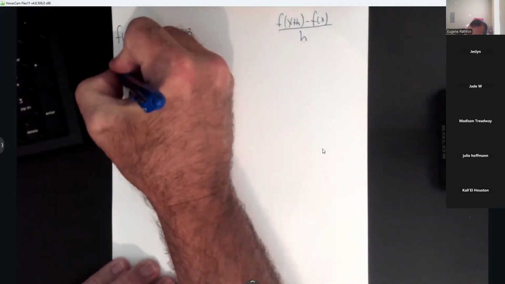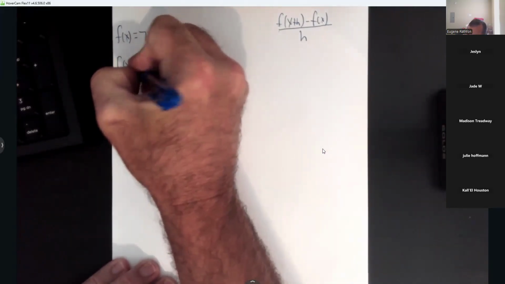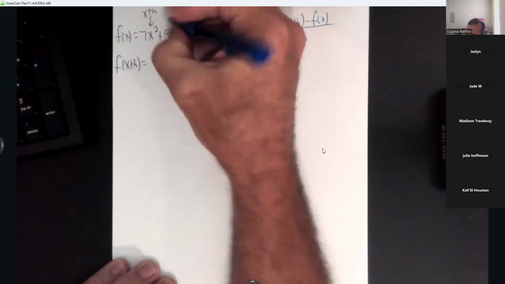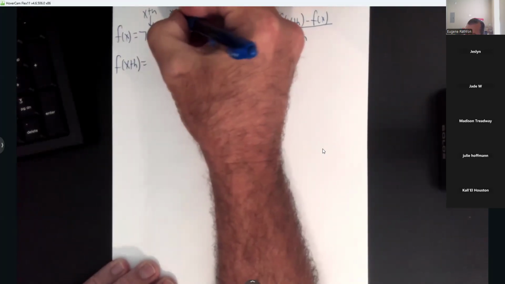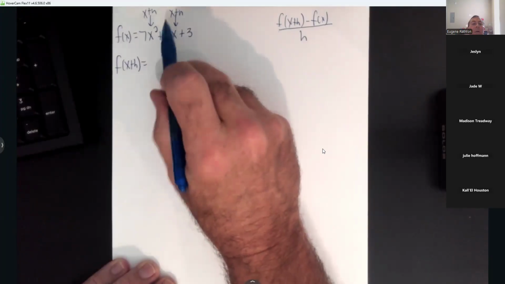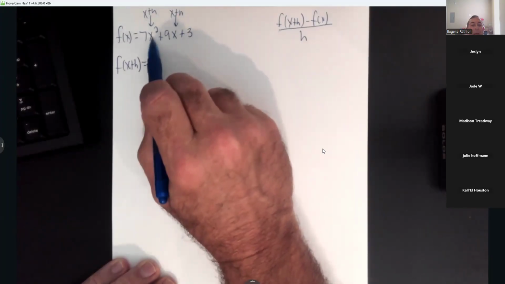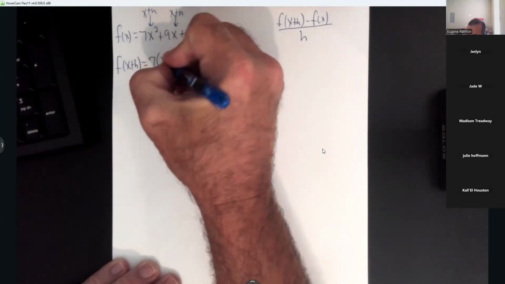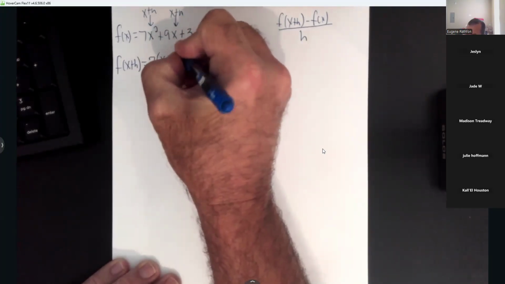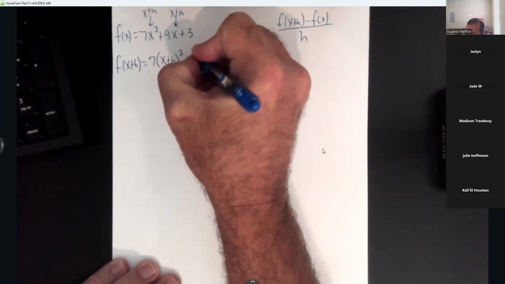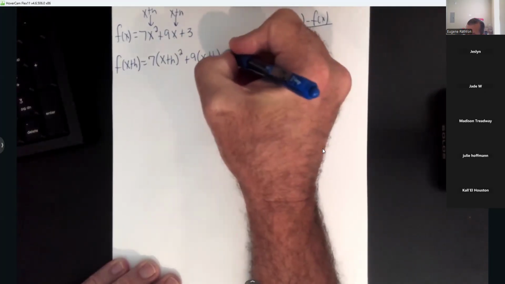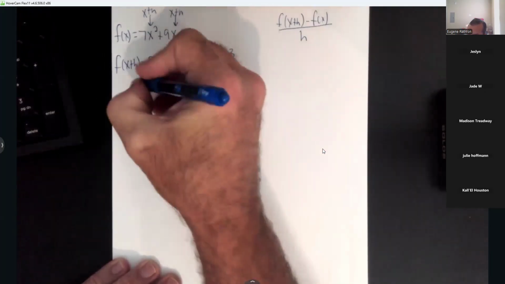So to find f of x plus h, we're going to put an x plus h here, and we're going to put an x plus h here. We're going to put these x plus h's in for the x's. So I got 7 times x plus h squared plus 9 times x plus h, and then I got a plus 3.